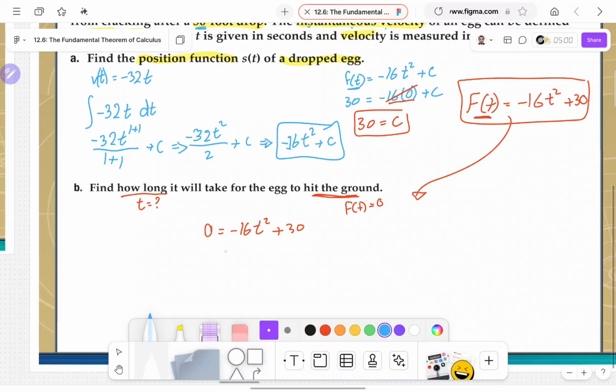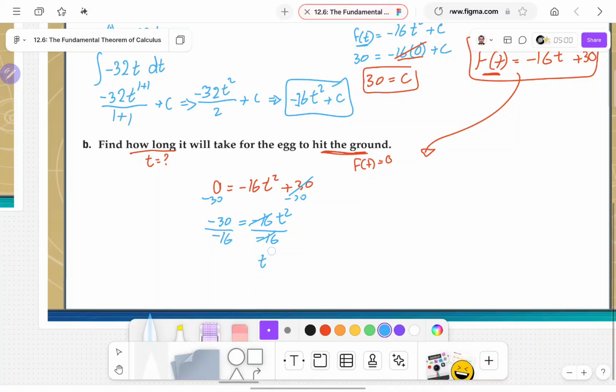Now let's solve this. We subtract 30 from both sides, so negative 30 equals negative 16t squared. We divide by negative 16 on both sides, so we cancel the negative 16. Then t squared is equal to negative 30 over negative 16, which will be positive because a negative with a negative is positive. So 15 over 8. Now we use the square root on both sides, so we cancel the square. So t is equal to about 1.369. So this is the final answer.